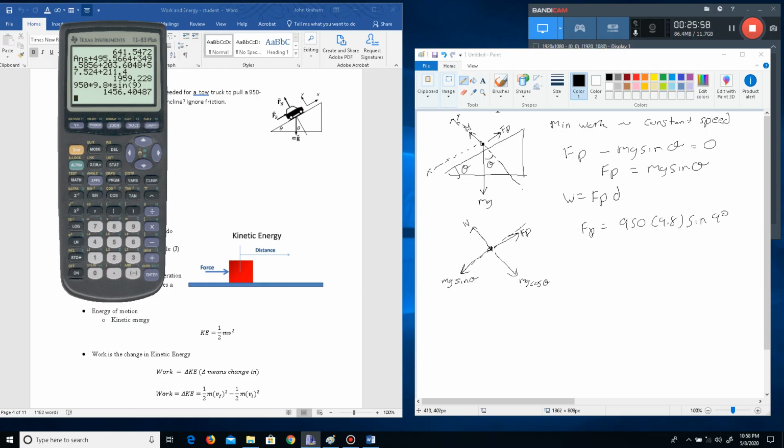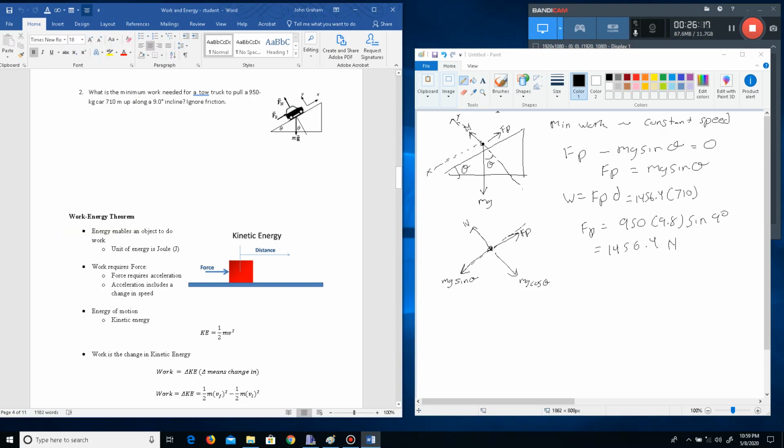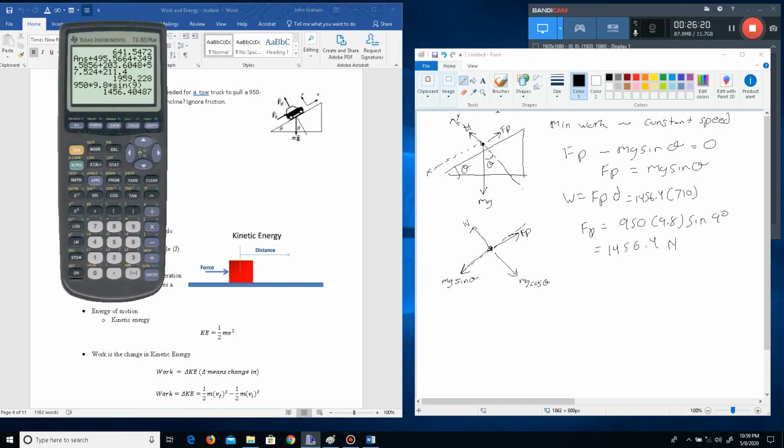We get 1456.4 newtons. Then we'll multiply that by the 710 meters, right? Yeah, and this will give us our joules, which is going to be a lot. So this is in joules, since it's newton times meters.